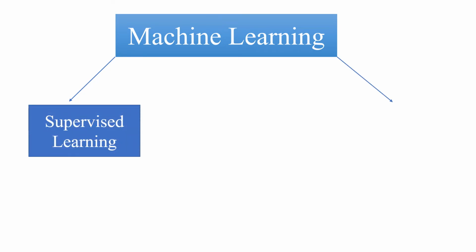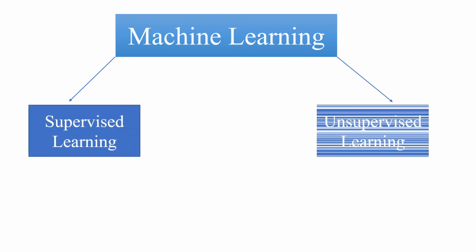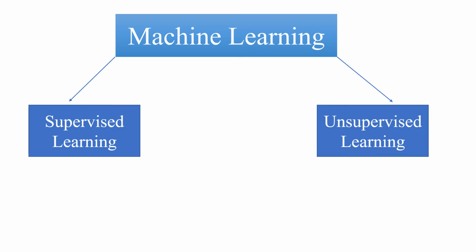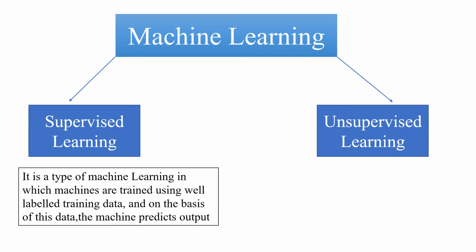So the first type of machine learning is supervised learning, and the next one is unsupervised learning. Now, what exactly is supervised learning? Supervised learning is a type of machine learning in which machines are trained using well-labeled training data, and on the basis of this data, the machine predicts output. Basically, the machine is given both your target variable and your feature variable. That is, your independent variable and your dependent variable. And using this data, it predicts the output.